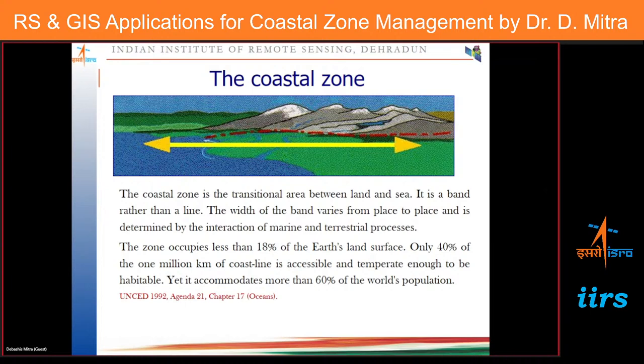But yet it accommodates more than 60% of the world population, because civilization started around the coast throughout the globe. From prehistoric times, people started living in the coast, then slowly people started migrating towards the land. Also in the coastal zone there are a lot of chances that people will survive because a lot of resources are available in the coast. So population is already very high in the coastal zone, and it has been increasing with civilization. So 60% of the population are residing in the coastal zone, where the area is only 18% of the land surface. That means population density is very high in the coastal zone compared to the other parts.